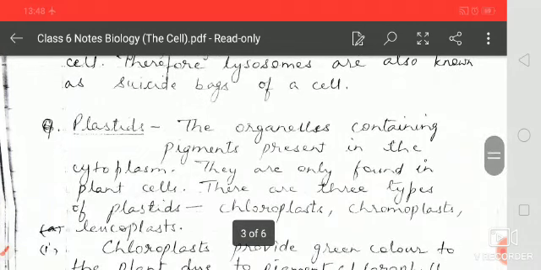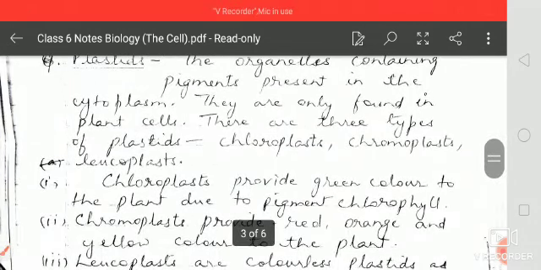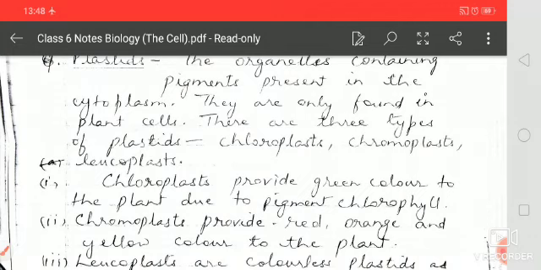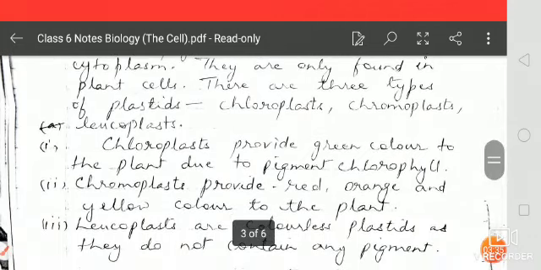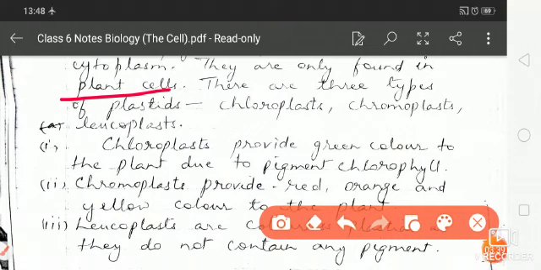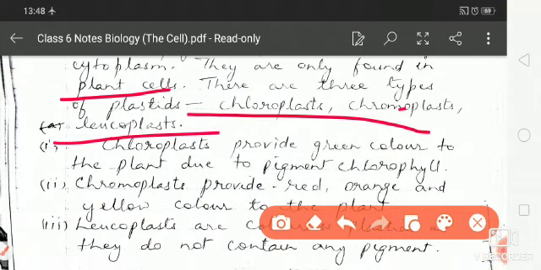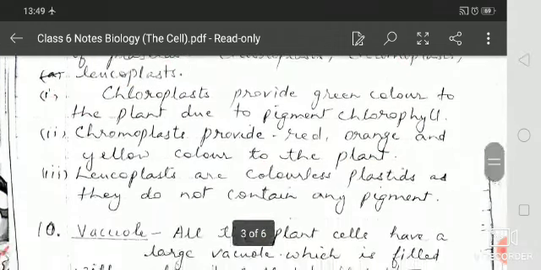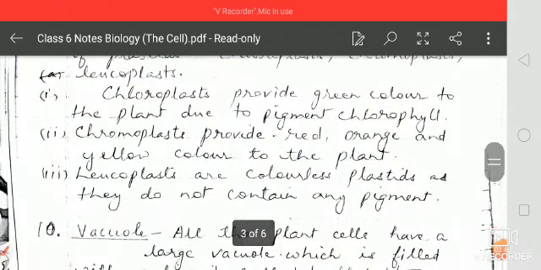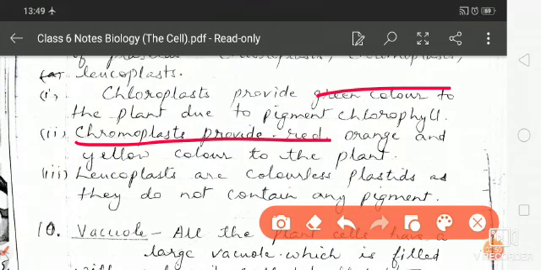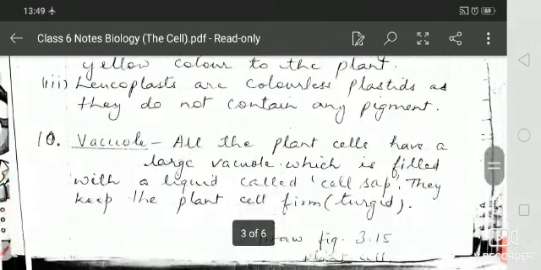And plastids are organelles containing pigments, present in the cytoplasm, and they are found in plant cells only. That means they are absent in animal cells, and there are three types of plastids: chloroplast, chromoplast and leucoplast. The chloroplast provides green color to the plant, chromoplast provides red or orange color, and leucoplast is colorless. Very important.